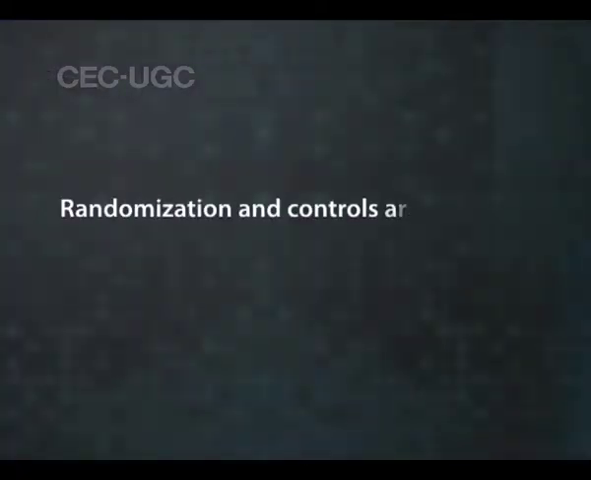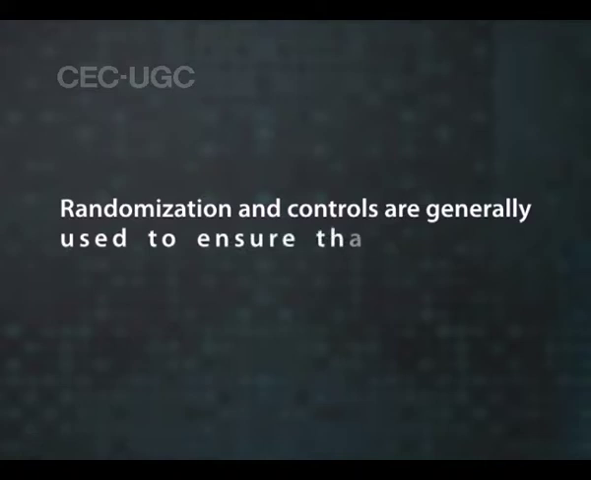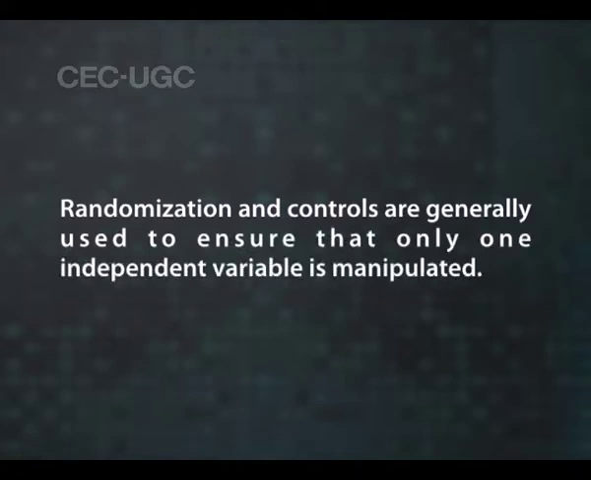Randomization and controls are generally used to ensure that only one independent variable is manipulated. To eradicate some of these research variables and isolate the process, it is essential to use various scientific measurements to nullify or negate them. For example, if you wanted to isolate the different types of food as the manipulated variable, you should use children of the same age and gender.